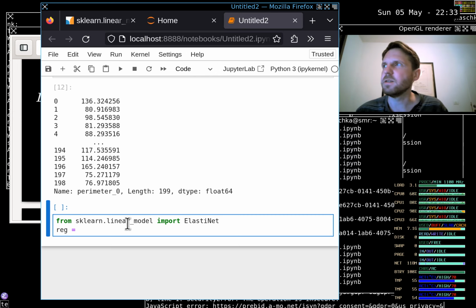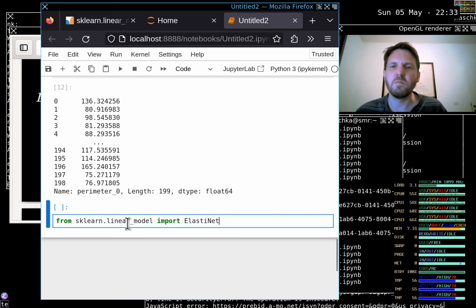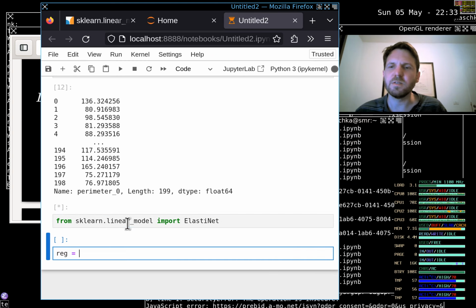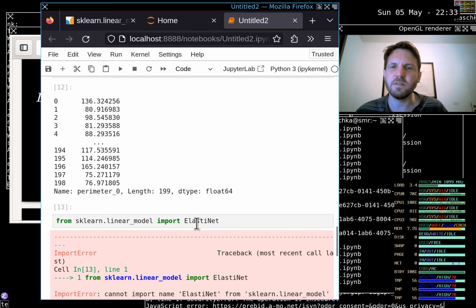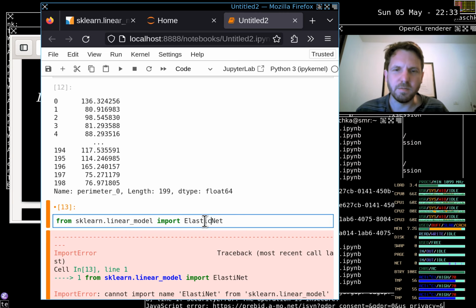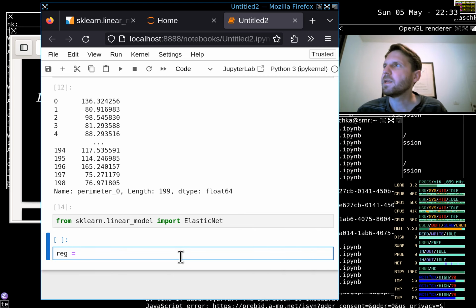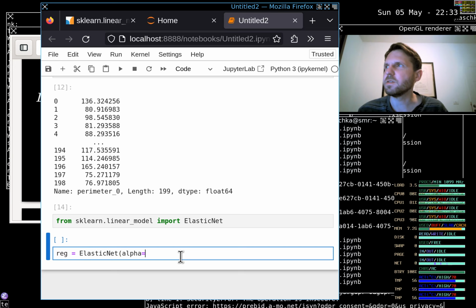We perform a regressor, so I call this not classifier as last time. I made a spelling mistake here, so regressor, and we call this here elastic net, and we say here alpha, and I will show you what the alpha value is. So I will use alpha 0.5 and L1 ratio also 0.5, and let's see what will happen, and what this mystical alpha and L1 ratio values are.